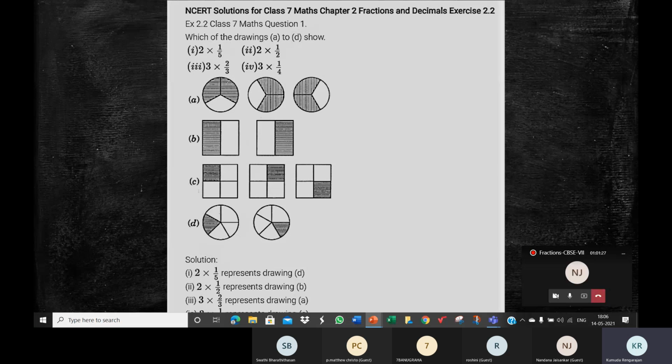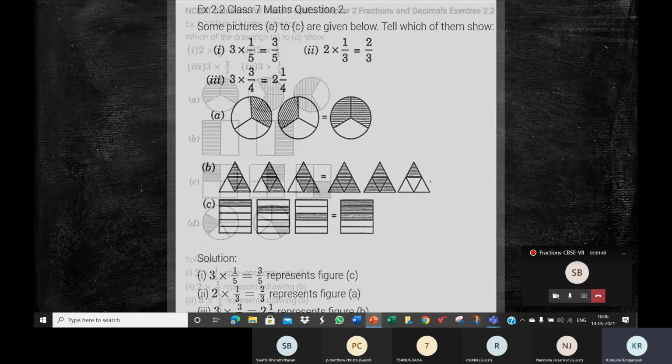Yeah, children, tell me. What goes with the second one? Ma'am, C and 4. Okay, C and 4, correct. Then D and? Ma'am, D and 1. All of us must understand this, children.